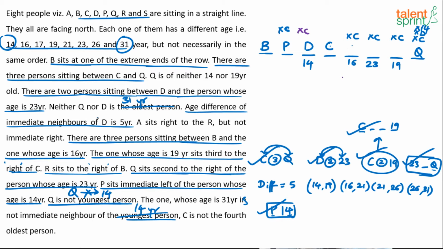Age difference of immediate neighbors of D. The immediate neighbors of D's age difference will be 5 years. So meaning the neighbors of D can take 14, 19, or 16, 21, or 21, 26, or 26, 31. Now try that. See, D has already taken 14 years.